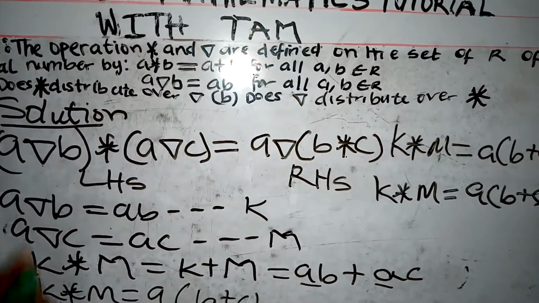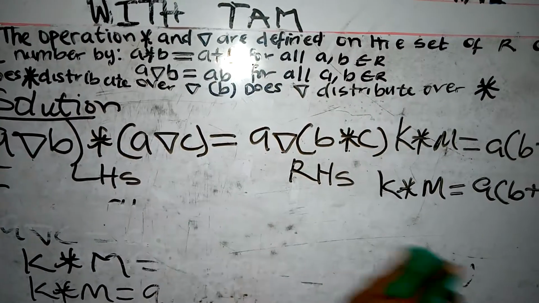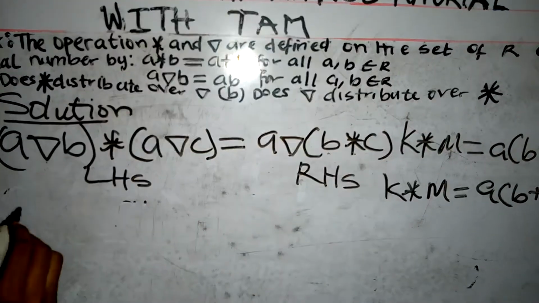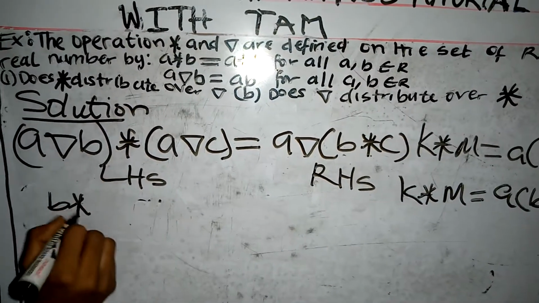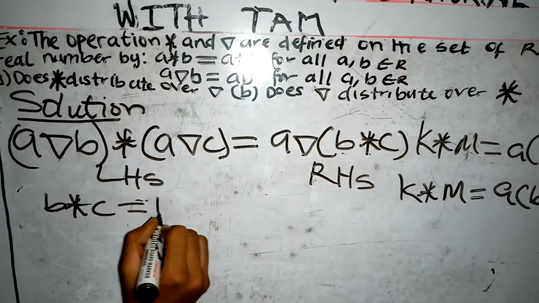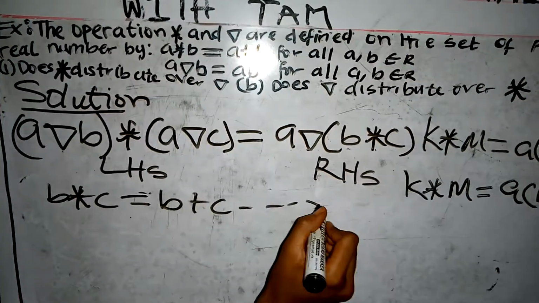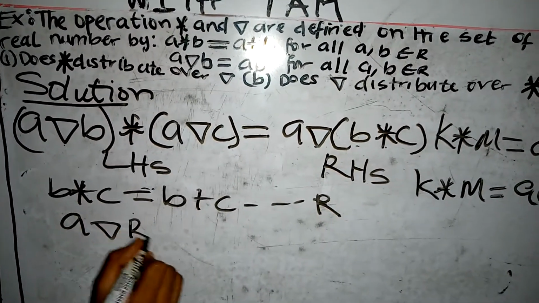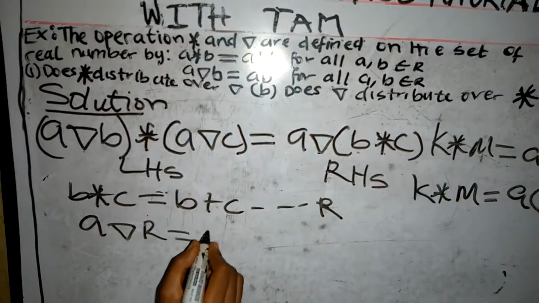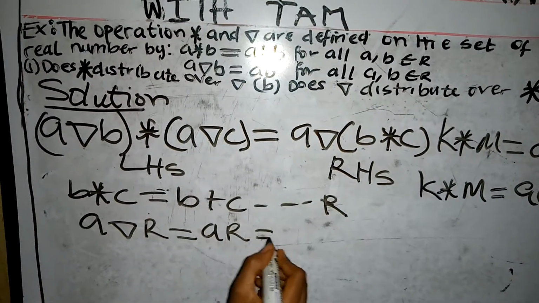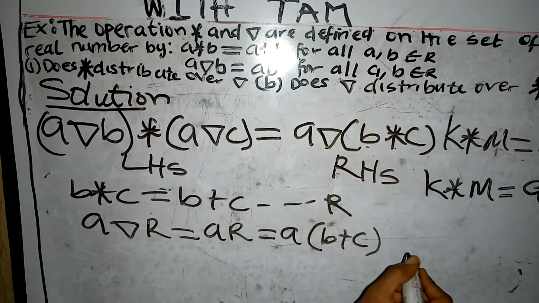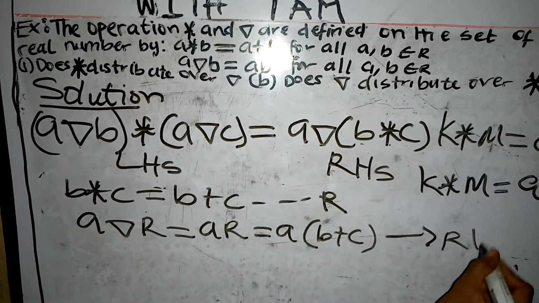Now for the right hand side, B star C first. B star C will be B plus C. Let's call it R. So A grad R will be AR. That is A into bracket B plus C. This is our right hand side.